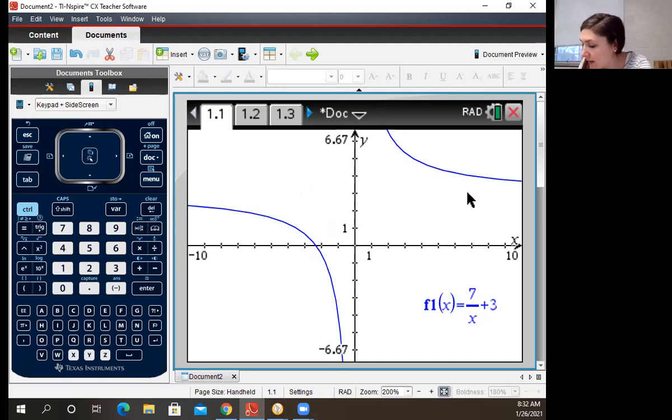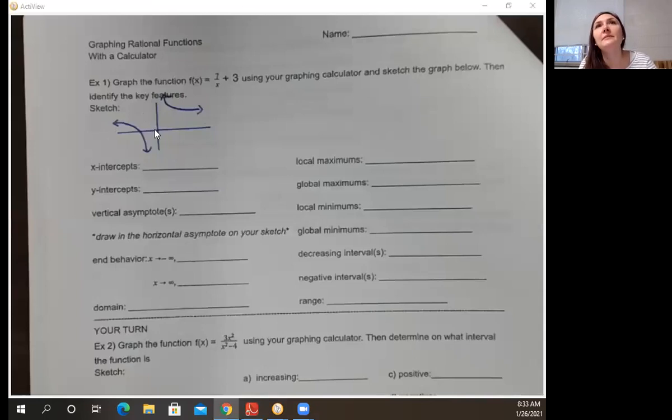So I'm going to put my axes in, and then I know I've got sort of a scoop on either side of the y-axis. Okay, it doesn't have to be perfect, just a sketch vaguely resembling what's on our calculator. So let's start using our calculator to find some of these key features.